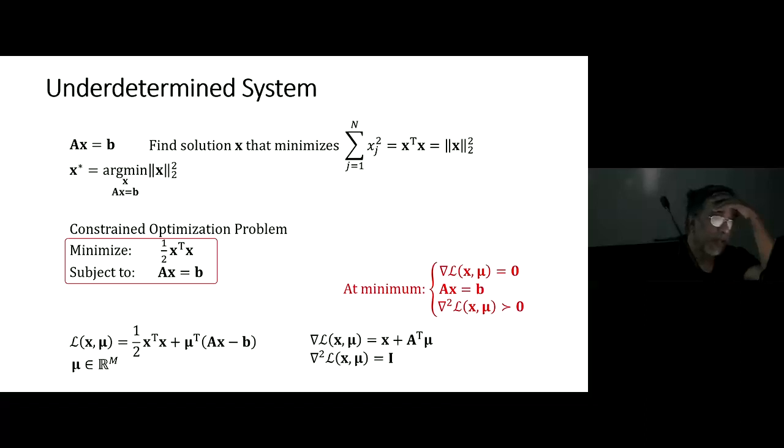And we know that we have to satisfy these conditions. This is a necessary condition: the first derivative should be equal to 0. And we should also have Ax equals b. That's a necessary condition. This is a sufficient condition. But if you're lucky, the sufficient condition will also be satisfied. What happens here?